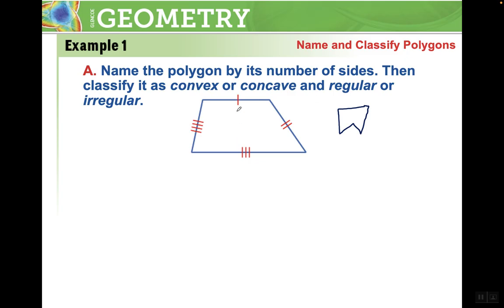So let's name this one. This one has 4 sides, so we've got a quadrilateral. So I'm just going to write quad. And it is convex. So convex. And it is irregular. We'll just call that. All right.